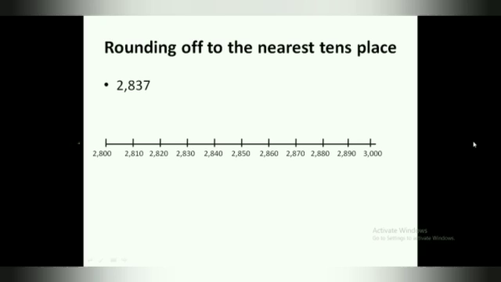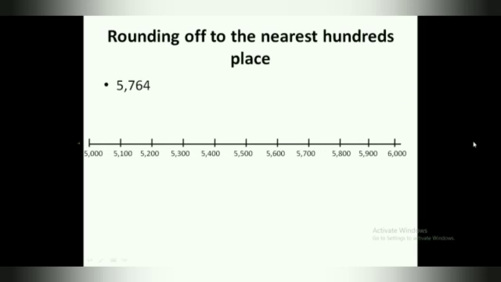Now you can see the arrow mark. Okay. Now it is coming between 2830 and 2840. Now where is it closer? Yes, it is closer to 2840. So when we estimate 2837 to the nearest ten, you get 2840.